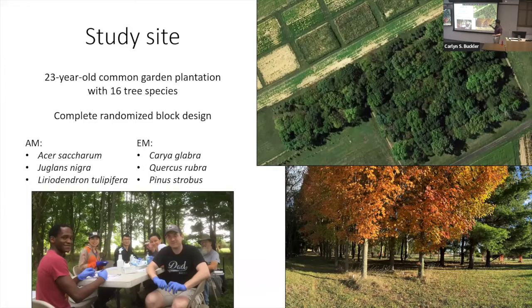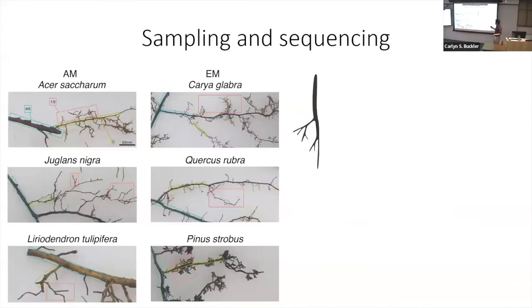We chose 6 different tree species to get a mixture of coarse and thin rooted tree species, as well as half, like 3 EM and 3 AM, so arbuscular and ectomycorrhizal associating fungi. So here we have some nice different pictures of the tree roots, and you can see the morphologies are quite distinct from each other.